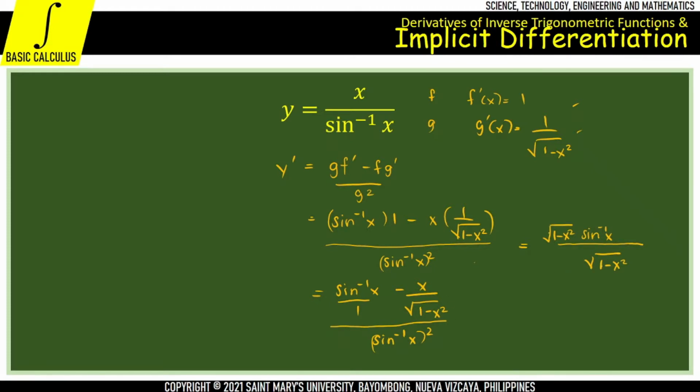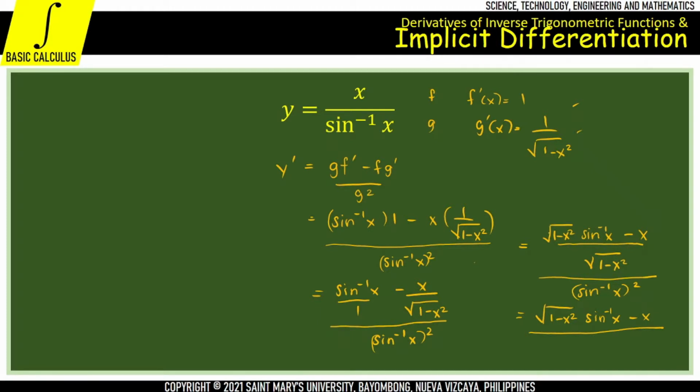Next, the square root of 1 minus x squared divided by the square root of 1 minus x squared is equal to 1. 1 times the negative of x is equal to negative x. Of course, divided by still our denominator, which is the square of the inverse sine of x. Since we can change our operation to multiplication by getting the reciprocal, we can have the square root of 1 minus x squared multiplied by the inverse sine of x minus x, all over the whole denominator.